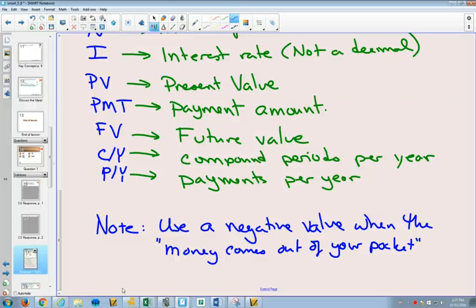So sometimes you get a loan to buy a car. If the bank gives you $17,000, when you put that in as a present value, you'd put that in as a positive value because the bank just gave you that money. Then all your monthly payments that you pay back to the bank, those would be negative values. So we're going to use a negative value when the money comes out of your pocket. Whenever someone gives you money, you're going to put a positive value in there.